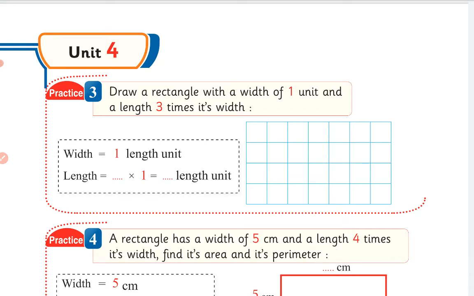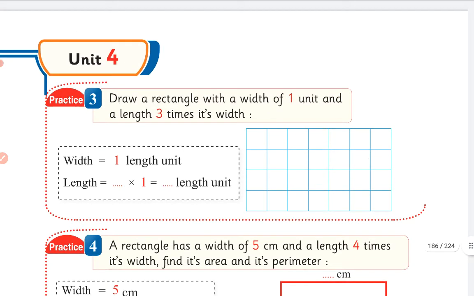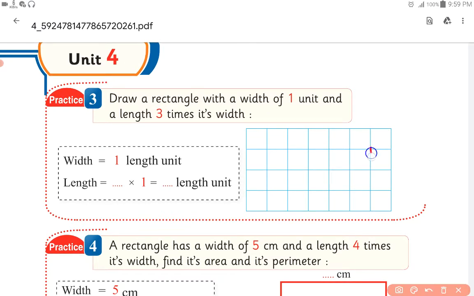هنا السؤال بيقول لي draw a rectangle with width 1 unit and length 3 times its width. يبقى أنا لو رسمت rectangle its width equal 1 and its length 3 times، يبقى هيبقى كده ايه؟ 3 أضعافه. يبقى بالشكل ده. كده رسمت الريكتانجل. يبقى its width equal 1 وهنا length equal 3 times 1 equal 3 length unit.